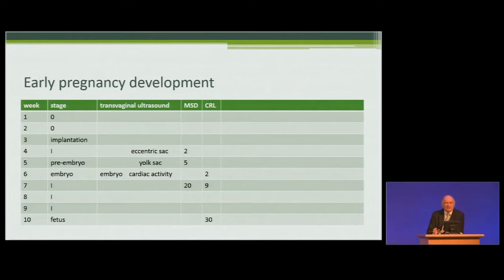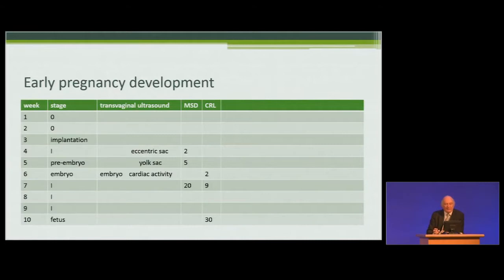Now, in the transvaginal scan bit there, you can see at the end of the 4th week, it might be possible to see an eccentric sac on ultrasound. And this will be a very small sac, a diameter of about 2 millimeters. In the next week, the pre-embryo stage, again, there will usually be an intrauterine sac visible and a yolk sac towards the end of that week. Again, about a 5 millimeter mean sac diameter.